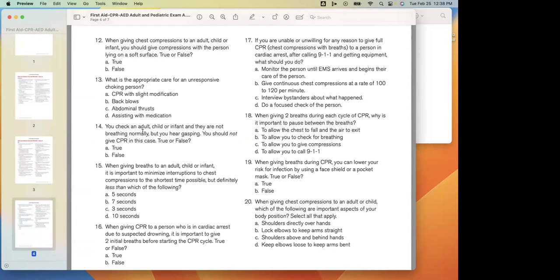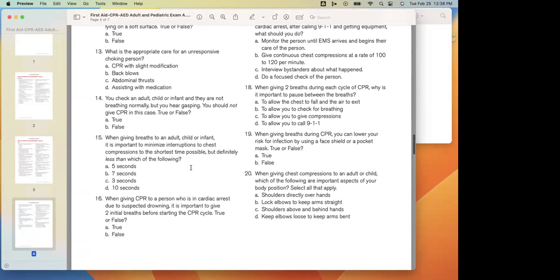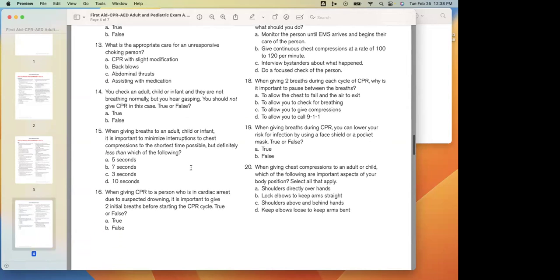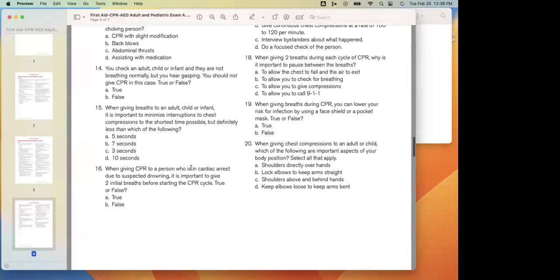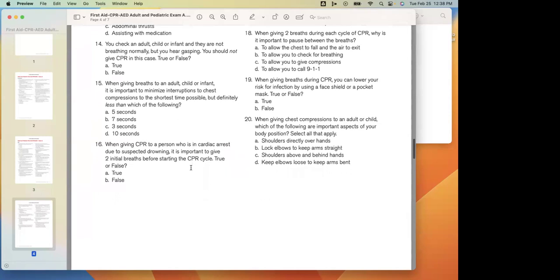13, what is the appropriate care for an unresponsive choking person? 14, you check an adult, child, or infant and they are not breathing normally, but you hear gasping. You should not give CPR in this case. True or false? 15, when giving breaths to an adult, child, or infant, it is important to minimize interruptions to chest compressions to the shortest time possible, but definitely less than which of the following?